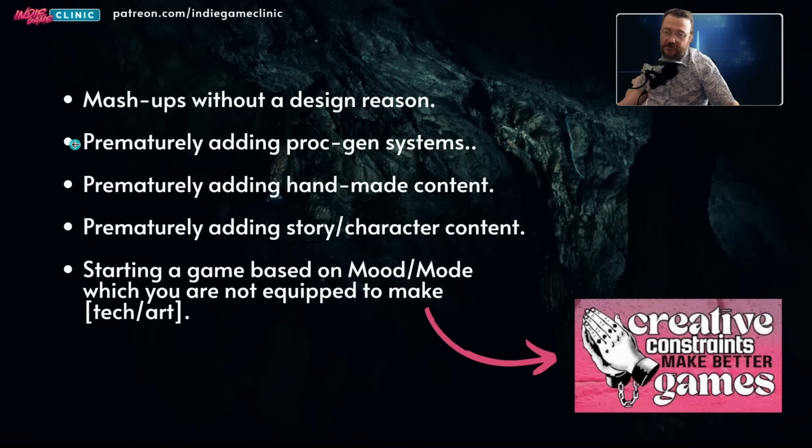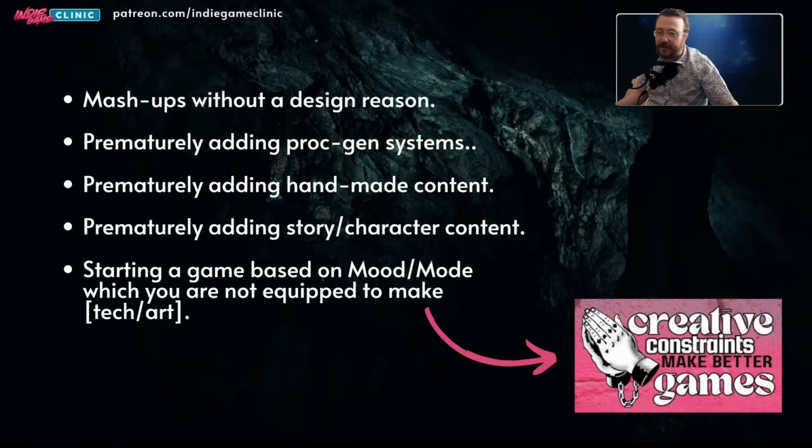So the second one I've already alluded to: prematurely adding procedural generation systems, right? If you're making a roguelike, if it's a top-down shooter, if it's a platformer, whatever type of game it is, you do not need a level generator to make the game fun to play 100 times until you know that it is fun to play once.